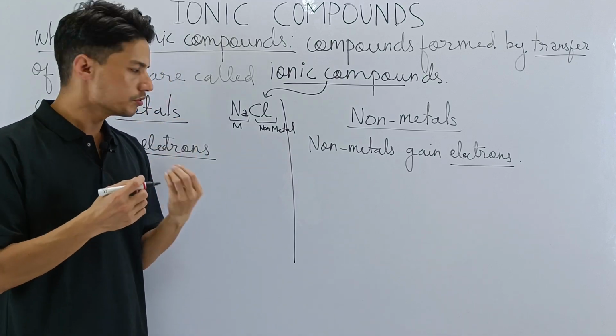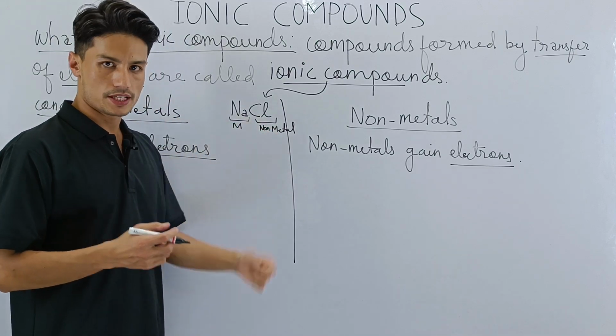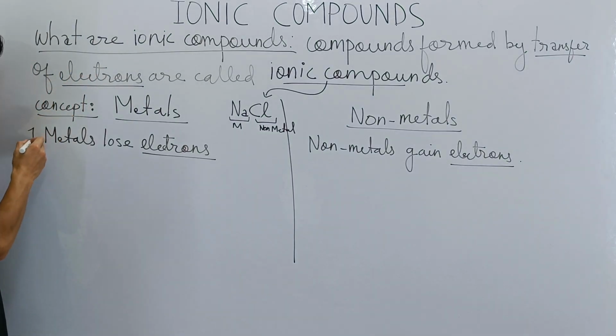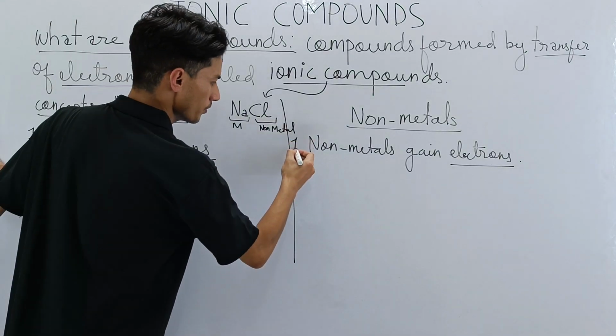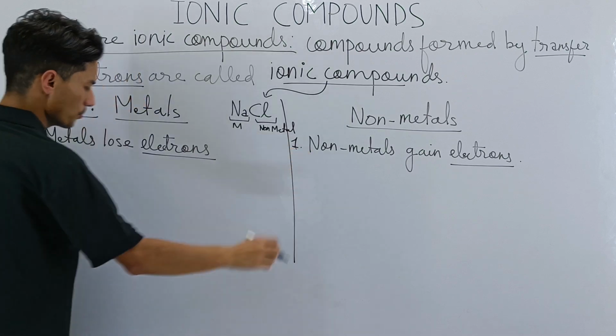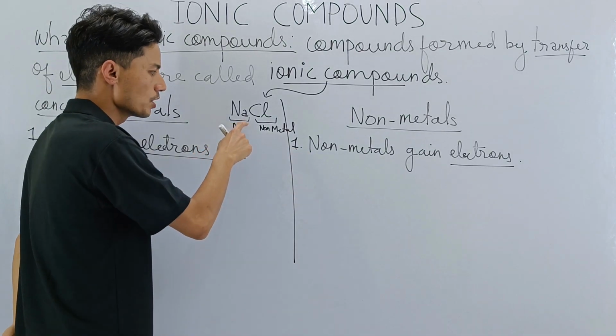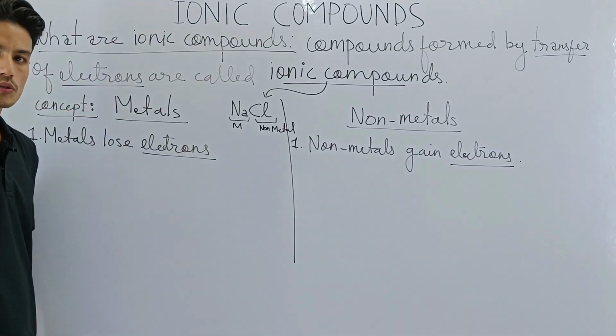Okay, I will teach you how transfer of electron took place. The first thing that you have to understand here is point number one, which is: metals lose electrons. The metal here is sodium. Sodium will lose an electron.